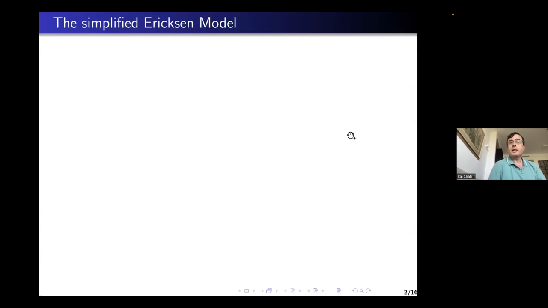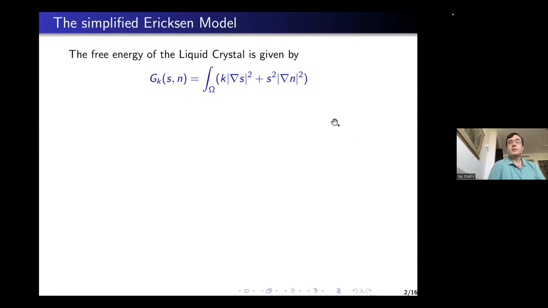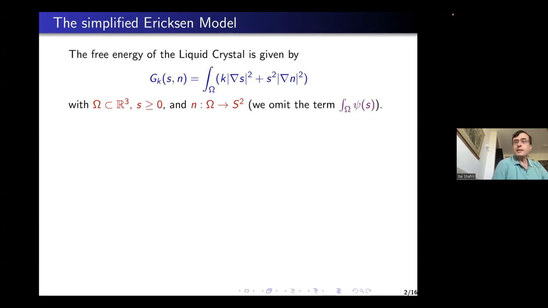Okay, so let's see the motivation. It's the Ericksen model, a simplified version of the Ericksen model in liquid crystal theory. The energy is given by this expression. We have two functions describing the liquid crystal, S and N. S is a scalar function, N is a vector valued function taking values in the two-dimensional sphere, and in the physical model we are working in R3, Omega is in R3. In the general form of the energy, there is another term, a potential term that we omit here.